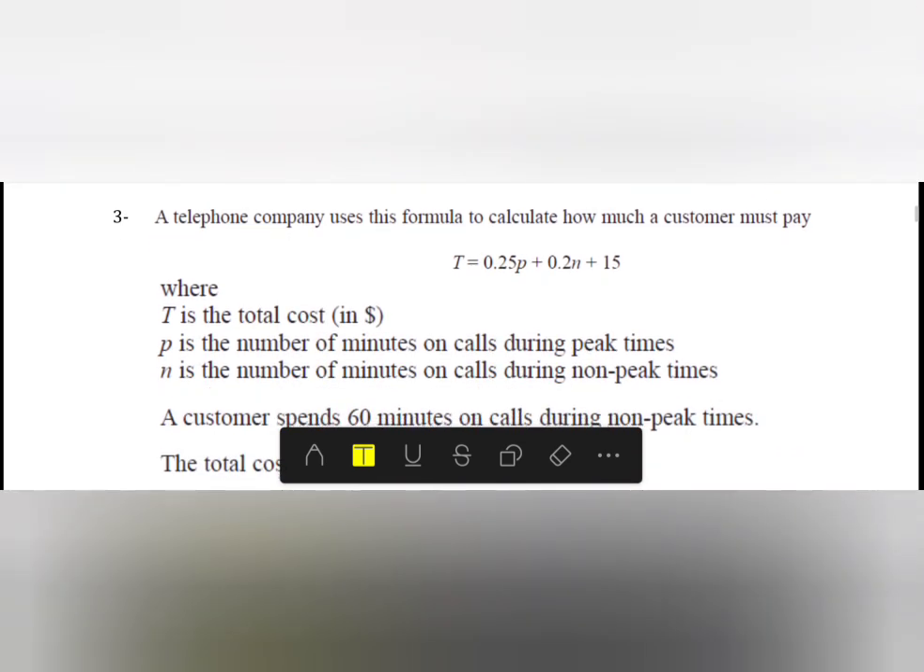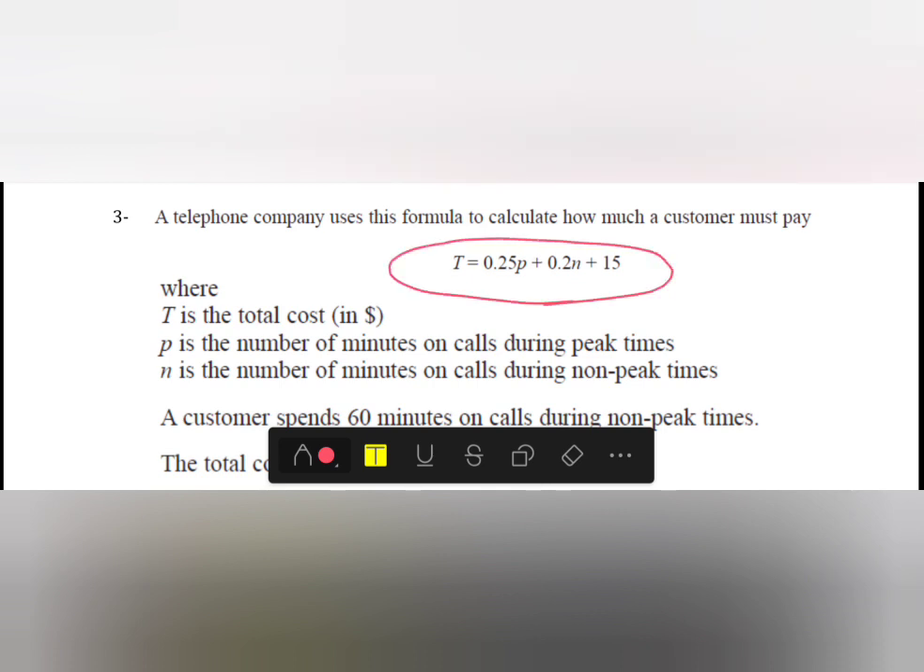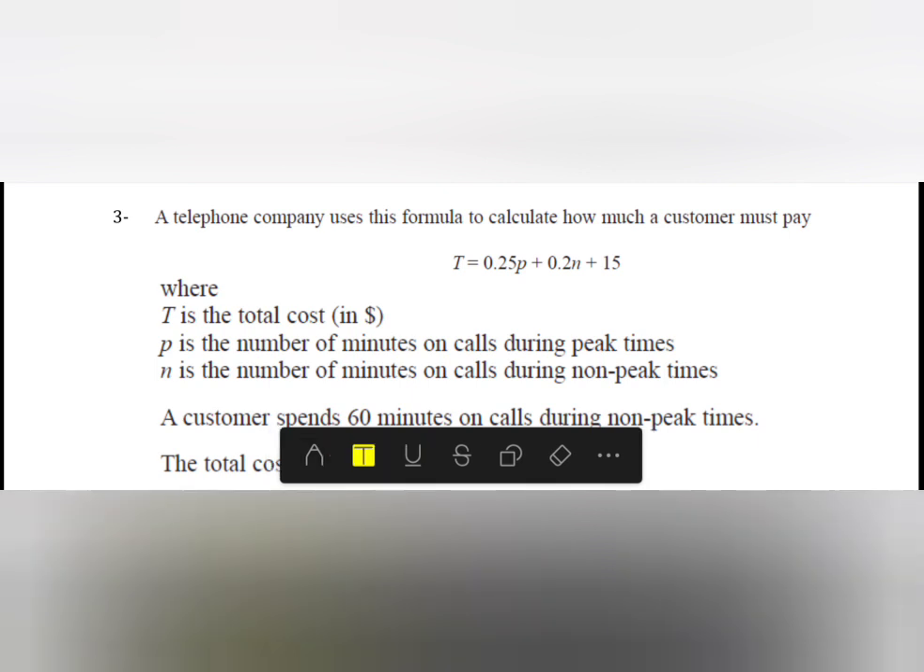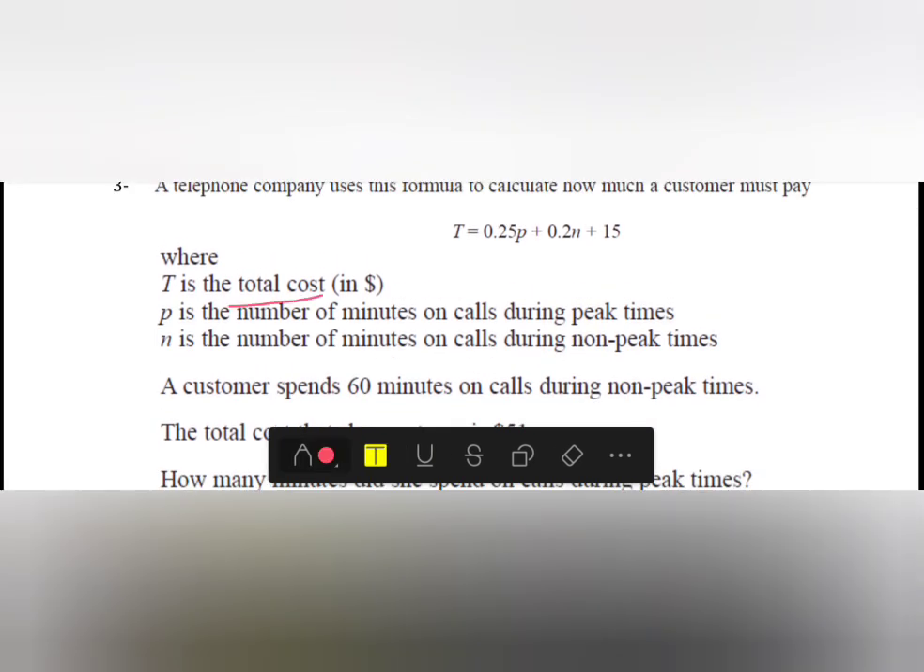Question 3. A telephone company uses this formula to calculate how much a customer must pay. This is the formula: T equals 0.25p plus 0.2n plus 15. Now, here they are telling us the meaning of these letters or variables. T means the total cost in dollars. P means number of minutes during peak time. And N means number of minutes on calls during non-peak time. So we know that T is the total, P is peak time, N is non-peak time.